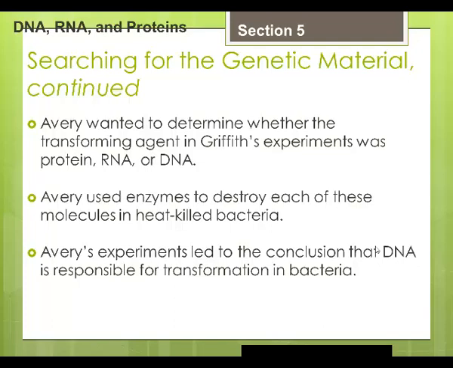So Avery ended up using some enzymes to destroy each of the molecules in heat-killed bacteria. His experiments led to the conclusion that DNA had to have been responsible for the transformation in bacteria. So DNA, through Avery's experiments, ends up being that substance that we start looking at as the genetic material, the material that codes for certain protein production, that codes for physical traits. In this case, with Griffith's experiment, it would have to be the material that's passed on that caused the production of some type of harmful protein or enzyme or something along those lines that ends up killing the mice.